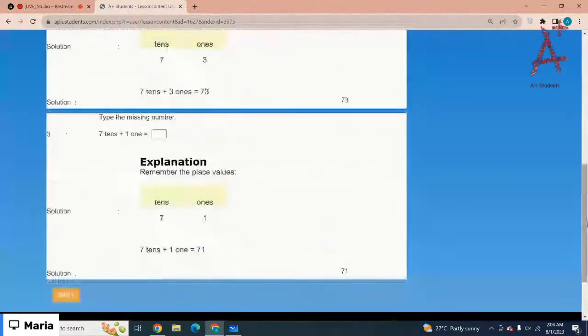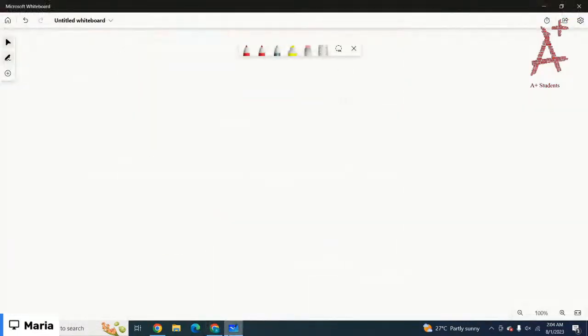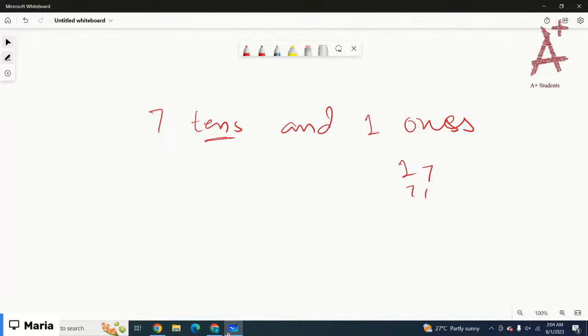Okay, the next one is 7 tens and 1 ones. If you are given just the two digits 7 and 1, you can write 17 or 71, right? But how do you understand which one? Just because of these words. You write 1 at the ones position and 7 at the tens position. So the only number you can make from 7 tens and 1 ones is 71, because the place values specify where you have to write the 1 and where you have to write the 7. So it would be 71.